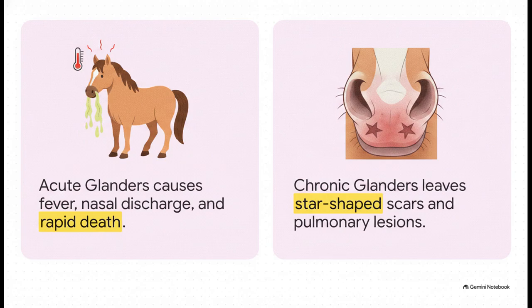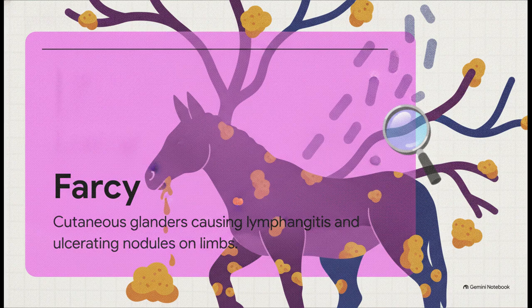The nasal form is particularly striking. Ulcerative nodules develop right on the nasal septum, and when those ulcers eventually heal, they leave behind these highly characteristic star-shaped scars. You also absolutely need to know the specific veterinary term for your exams, FARCI. FARCI is the cutaneous form of glanders. It presents as a severe lymphangitis.